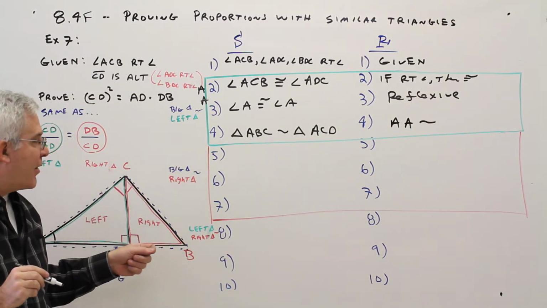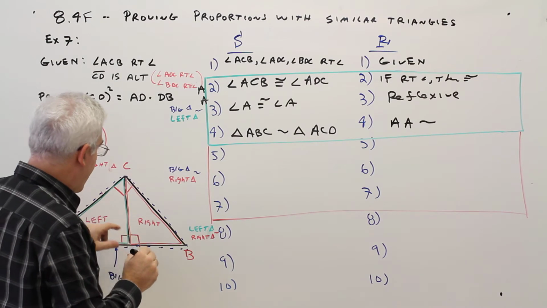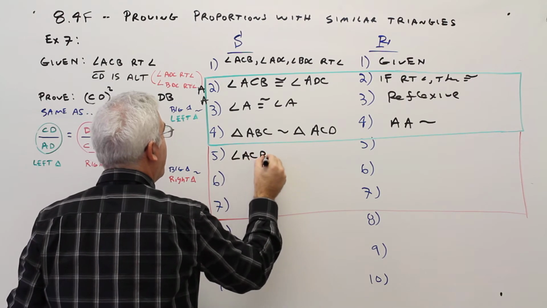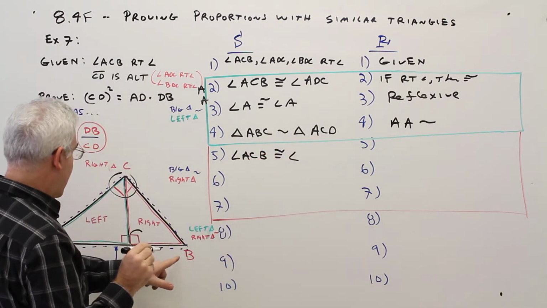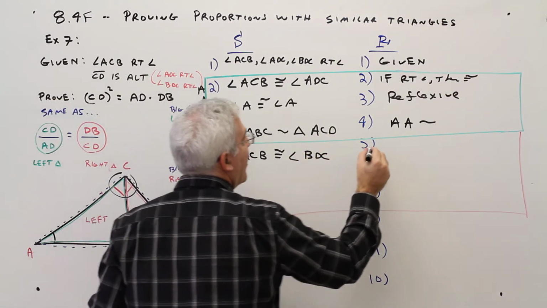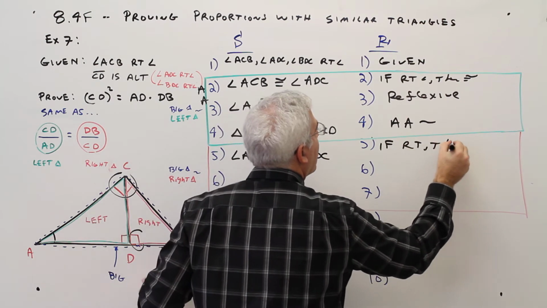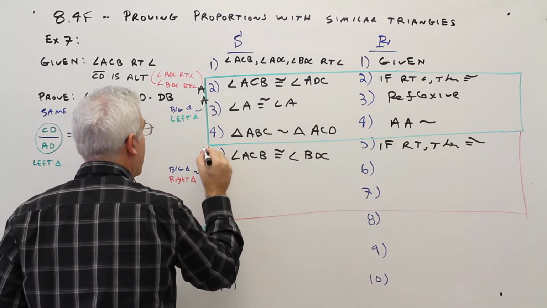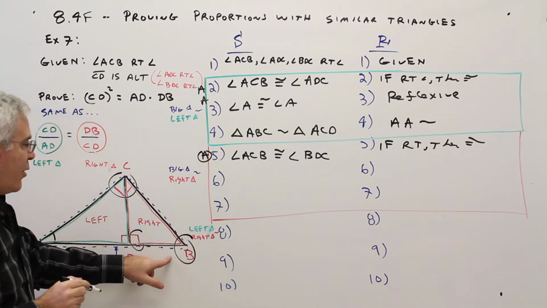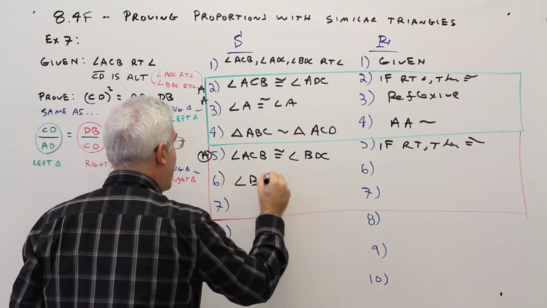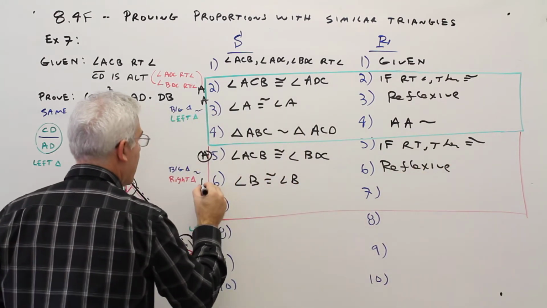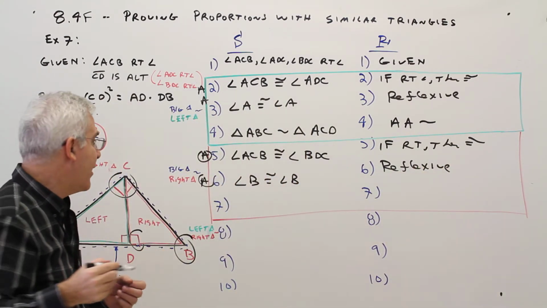Now I want to get big to right. Okay, so for big to right, they both share a right angle. So angle ACB is congruent to angle BDC. And I'll say if right, then congruent. Then they both share this angle B over here. Angle B is congruent to angle B. That's by reflexive. So now they're similar by angle.